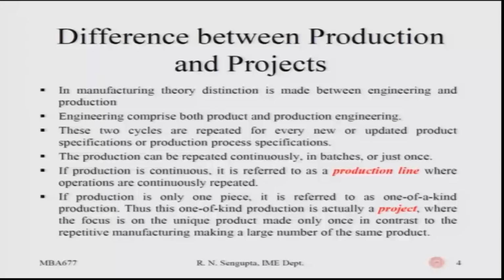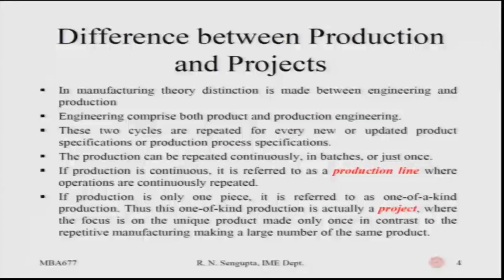In manufacturing theory, a distinction is made between engineering and production. So, you have different types of engineering concepts which are used, and then they are implemented in the production concept. Engineering comprises both product and production engineering. Product engineering is basically trying to design the product, trying to find out what the essential features are, re-engineering and so on and so forth, when you are doing the product design as such under the ambit of engineering.